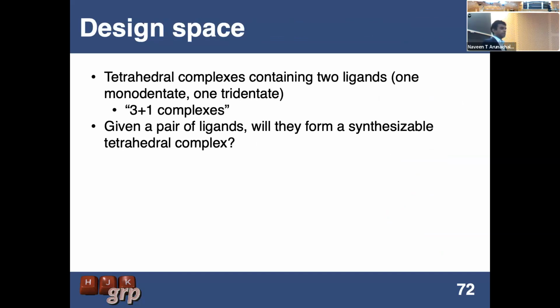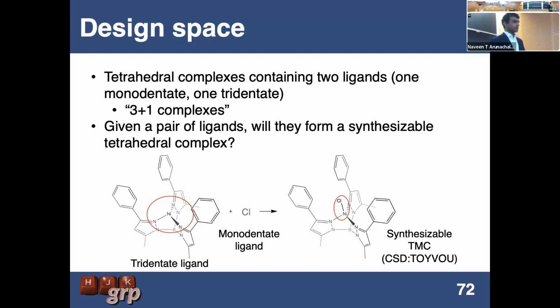So for this work, we're interested in tetrahedral complexes containing 2 ligands, one monodentate and one tridentate. So the monodentate ligand only attaches at 1 point, and the tridentate ligand attaches at 3 points. And the question we have is whether, if we're given a pair of ligands, they will form a synthesizable tetrahedral complex. So here I show an example of such a complex.